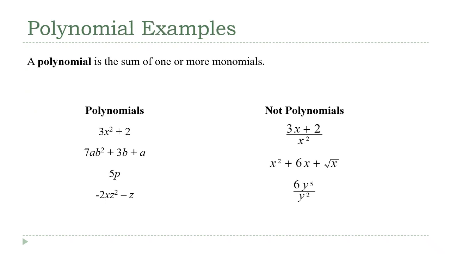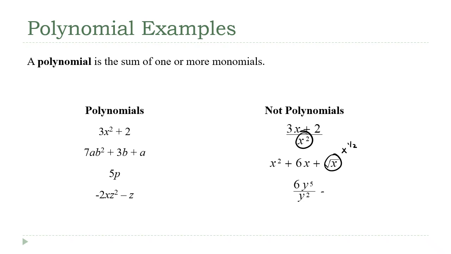Okay, so again, I got some examples here, right? Polynomials on the left side, not polynomials on the right. I think it's a little more instructive to look at the not polynomial side and see why we're ruling these out. Here, we have a variable in the denominator. That's against the rules. The square root of x, that would be x to the 1/2. That's a non-integer exponent. That doesn't work.